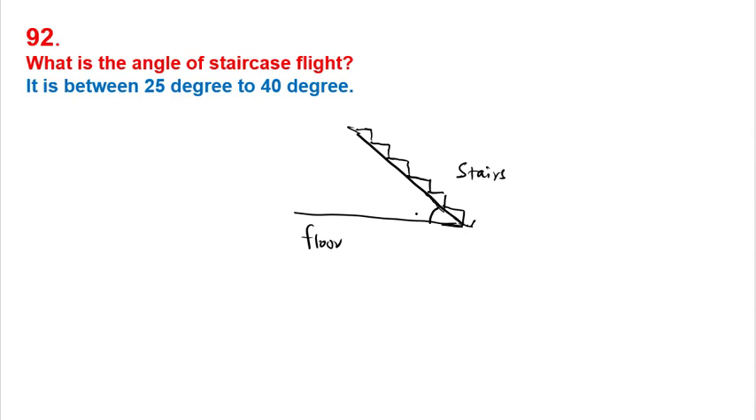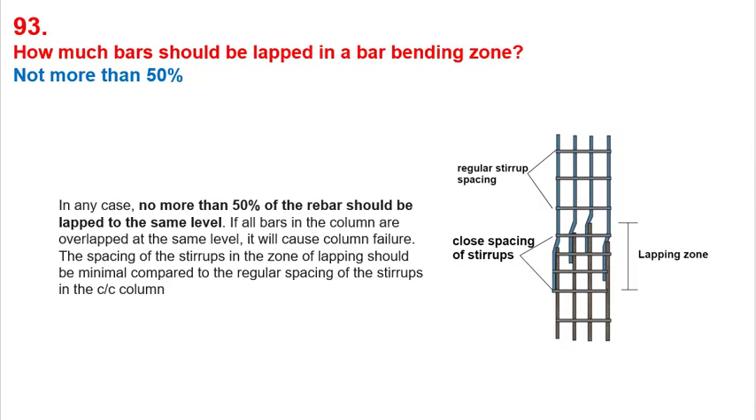So the angle between the floor and the staircase should be between 25 degrees and 40 degrees, meaning the minimum should be 25 degrees and the maximum should be 40 degrees. It should not go above 40 degrees and it should not go below 25 degrees. So the range of the angle of a staircase flight is 25 degrees to 40 degrees. Got it?